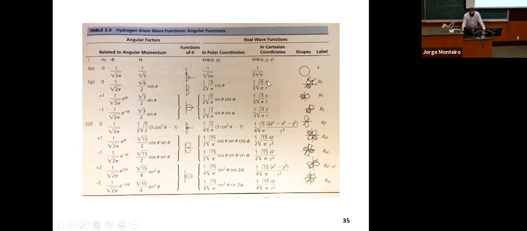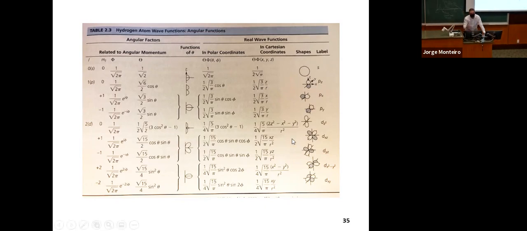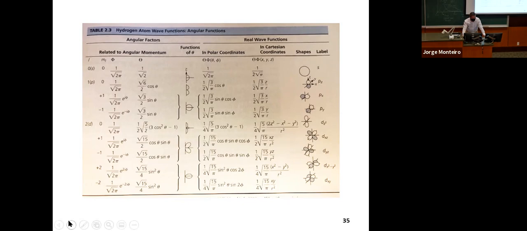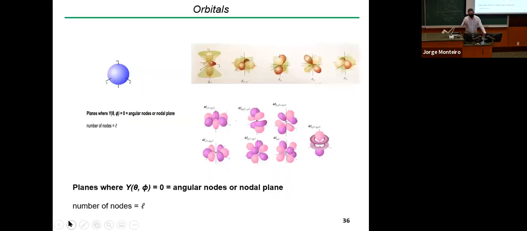One interesting thing here: what happens if z is 0 for the p0? What will happen with this function? Exactly. You have a region where the probability is 0, basically. You can play with all the orbitals and find where the points are where the probability is 0. That's the next thing that we'll talk about.